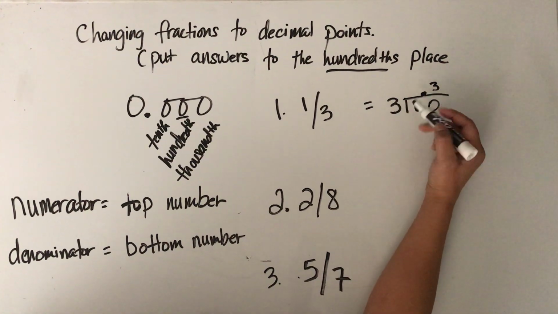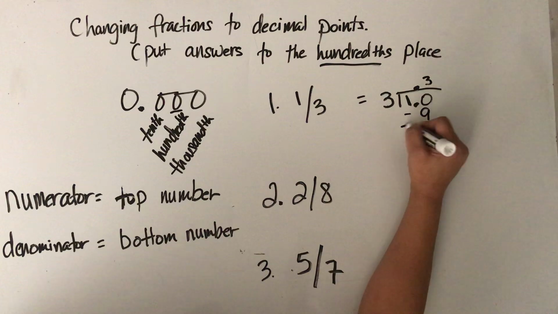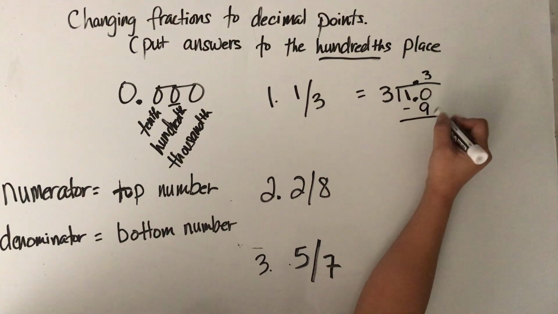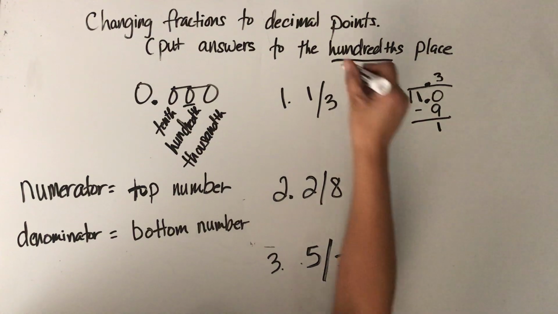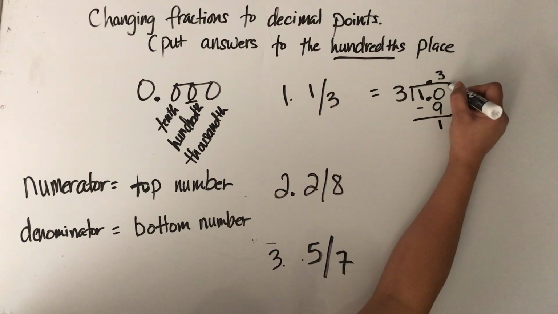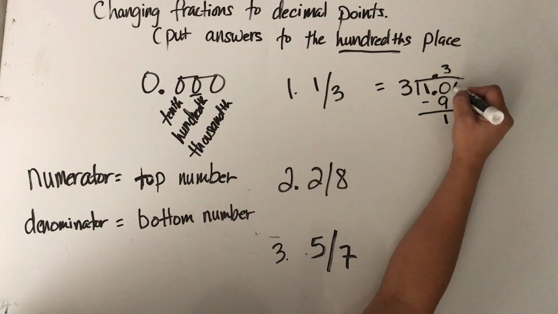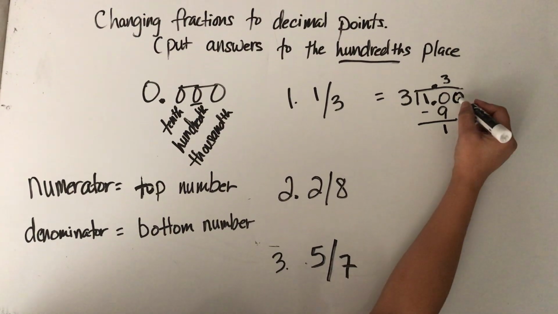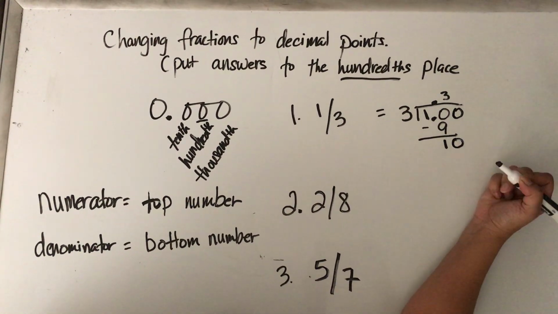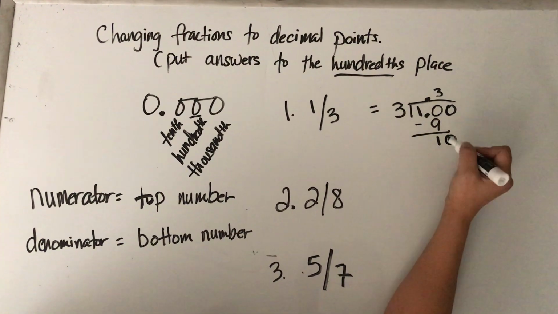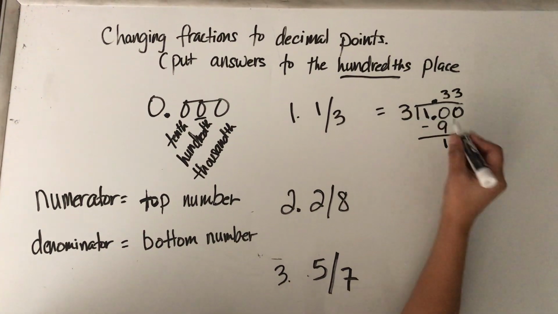3 times 3 is 9. 10 minus 9 is 1. Now I need to have two numbers. Remember, I need my answer in hundreds place. So 3 again can't go into 1, so you add another 0 here, and then you put a 0 here, you have to drop the 0 here as well. 3 goes into 10 3 times. 3 times 3 is 9.